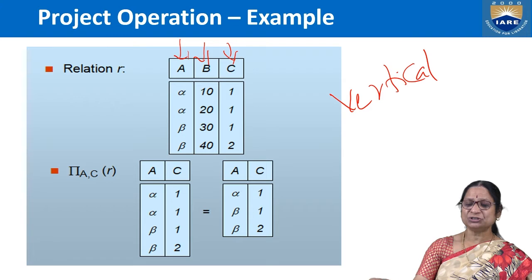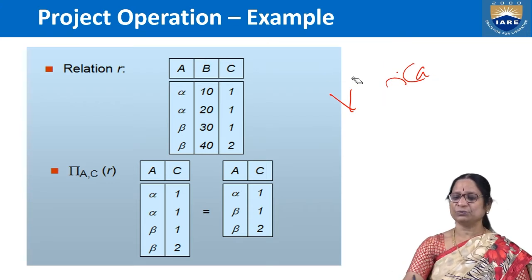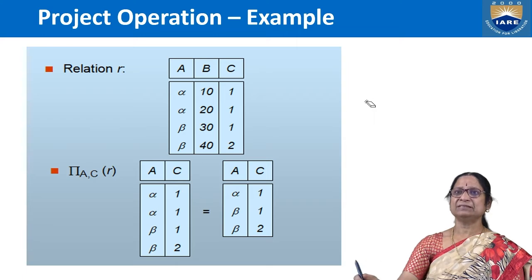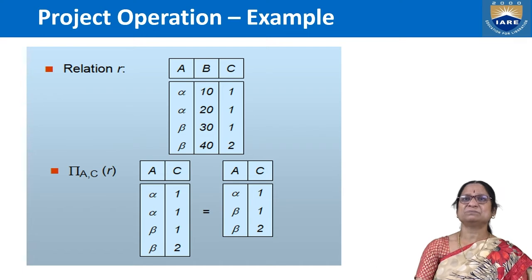But by using this project operator, we can list out only the attributes which we want. For example, in this relation I have ABC, 3 attributes. I want only two attributes from this relation. So I will use this project operation.